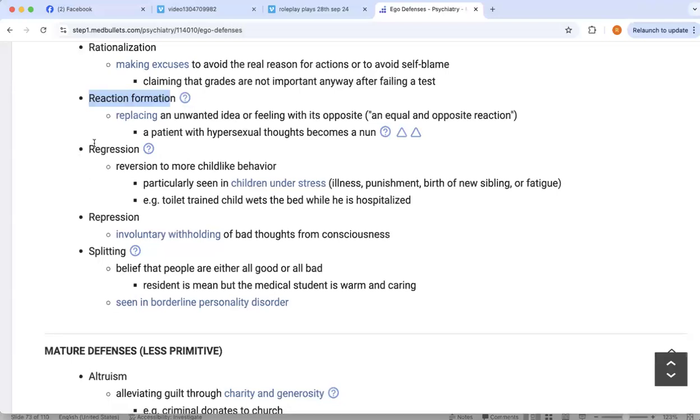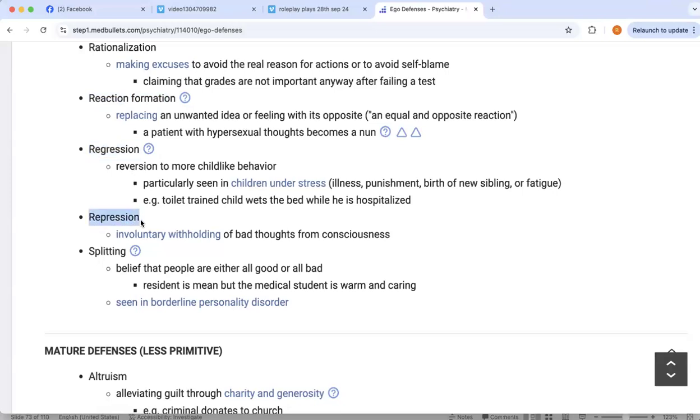Okay? Regression. Regression is reversion to more childlike behavior. Like a child who is toilet trained suddenly starts bedwetting. That's regression.